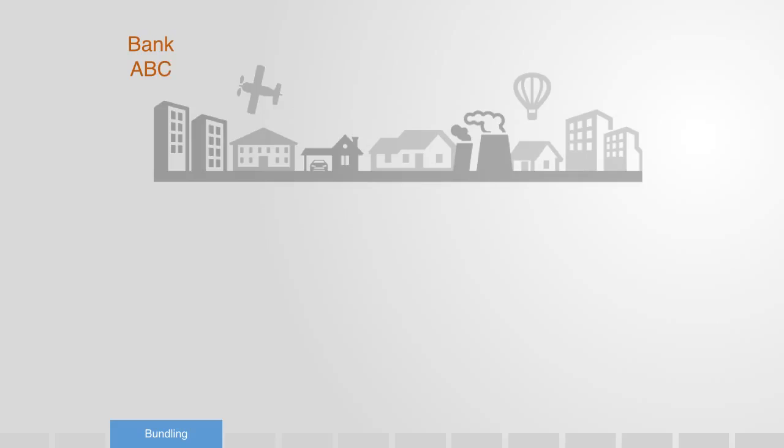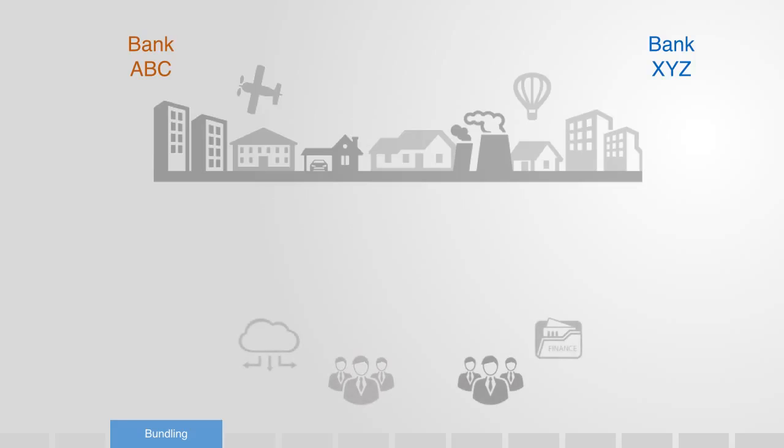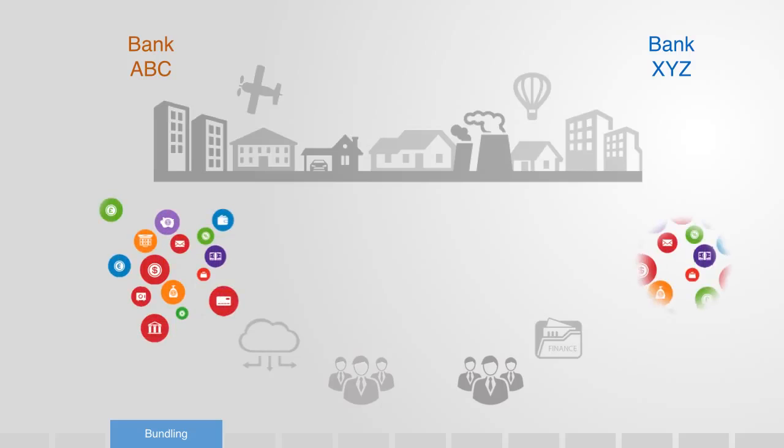So what is the difference between Bank ABC at one end of your street and Bank XYZ at the other? Not much, really. They're both buying their technology from a handful of platform technology providers like IBM and Visa and bundling the components in different ways to appeal to different customers.